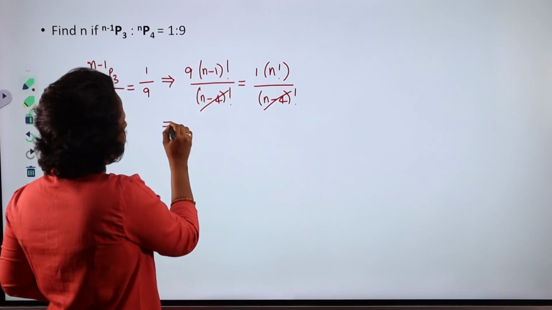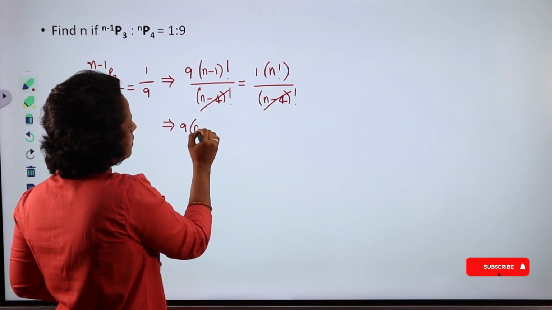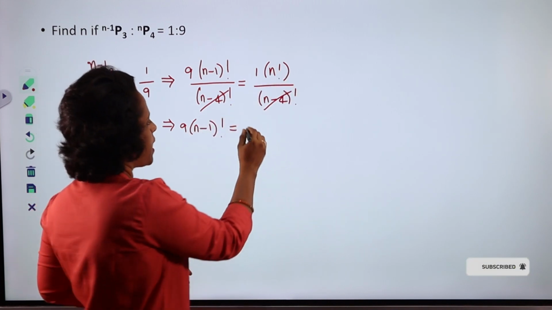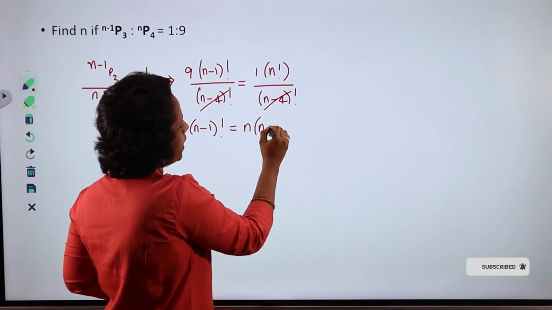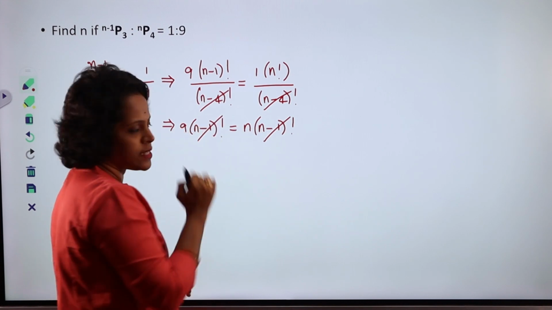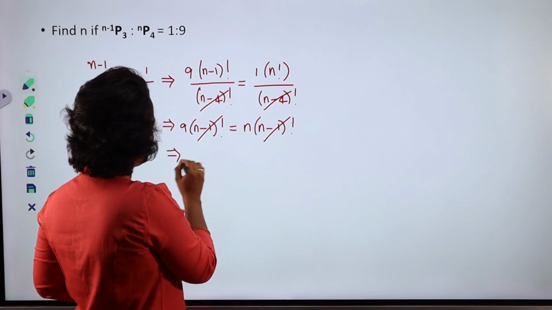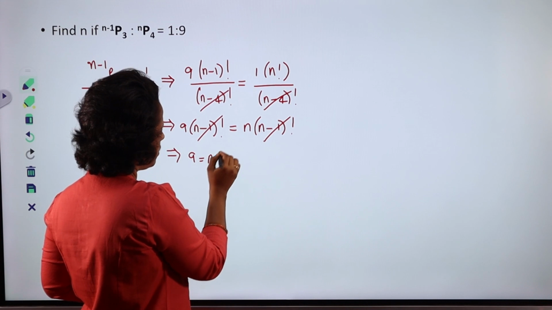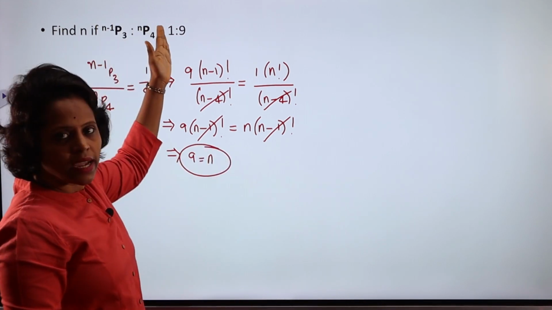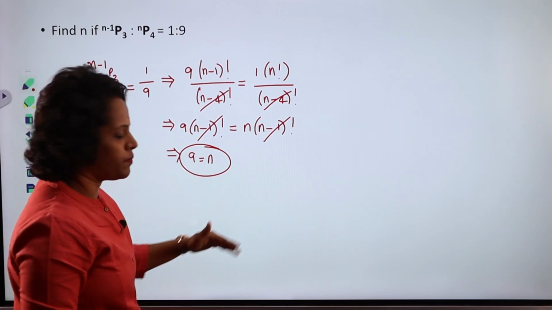right? Now 9 into n minus 1 factorial, this n factorial I'll expand. This will be n into n minus 1 factorial. Now this one and this one get cancelled. We are left with 9 equal to n. So the value of n is 9. Whenever we are given this kind of question, this is the way to solve.